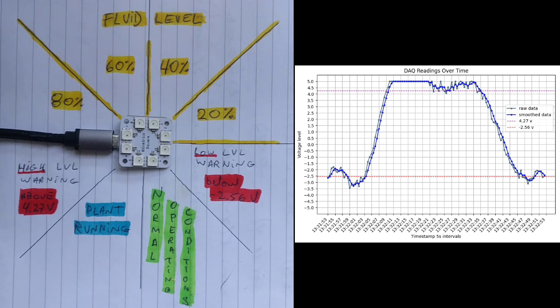Using the graph on the right for comparison, we consider the plant starts with a fluid level of 20% and a low level warning, quickly going to normal conditions and then back to low level warning. At this point it goes below 20%, no lights are on, back to 20%, normal conditions, then 40%, 60%, 80%, high level warning.